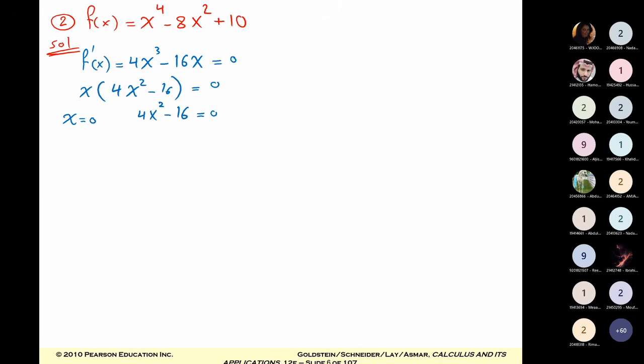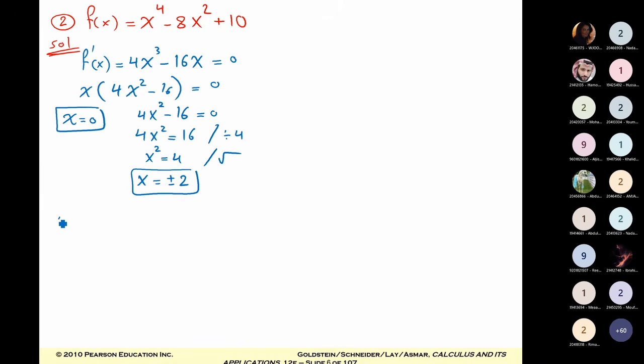Move negative 16 to the other side. So we have 16. Divide by 4. We have x squared equal 4. Take the radical. x equal plus or minus 2. So how many stationary points do we have? We have 3 stationary values.